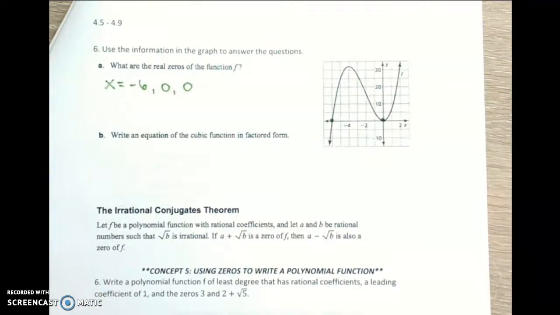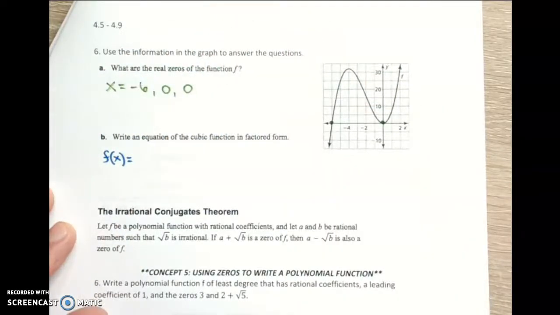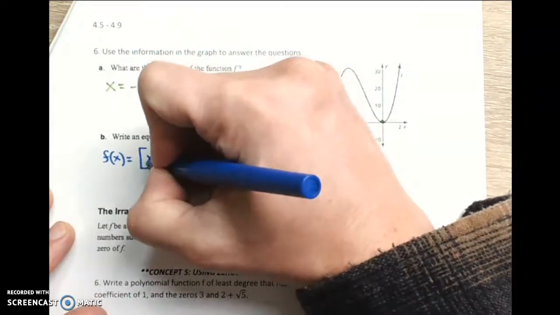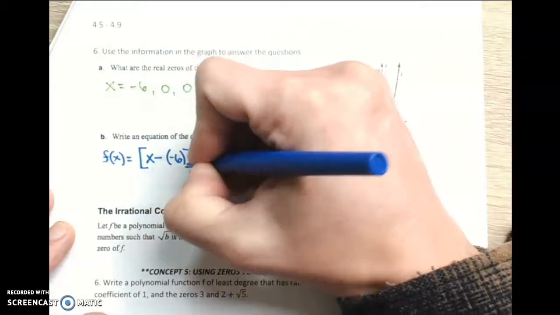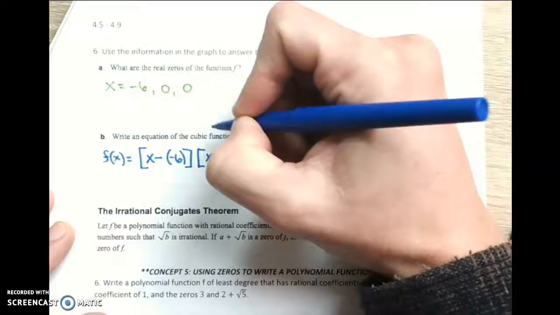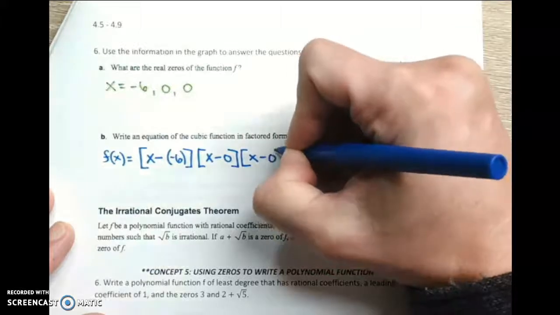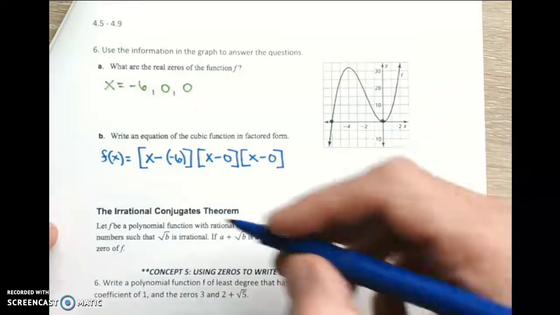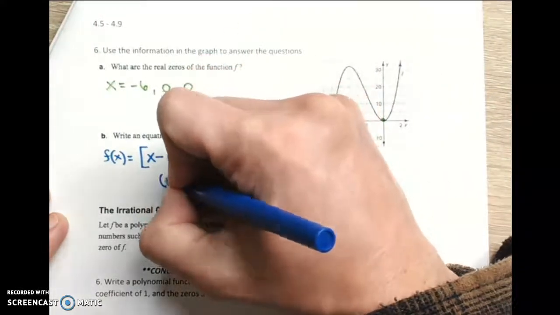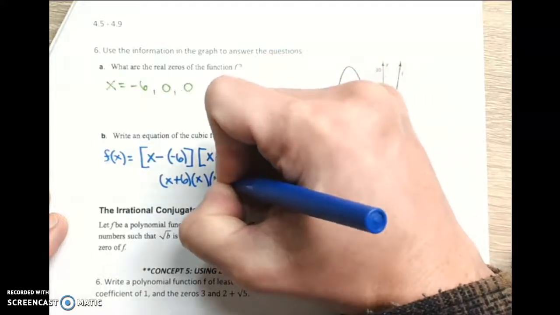Alright, so now, if they say, can you write an equation with these? Sure. Alright, so we say f of x equals, and we just write it in factor form, okay? So it's x minus our zeros: x minus -6, x minus 0, and x minus 0. Alright, sweet. So now what I want to do is continue, and this makes it x plus 6. x minus 0 is just x, and x minus 0 is x.